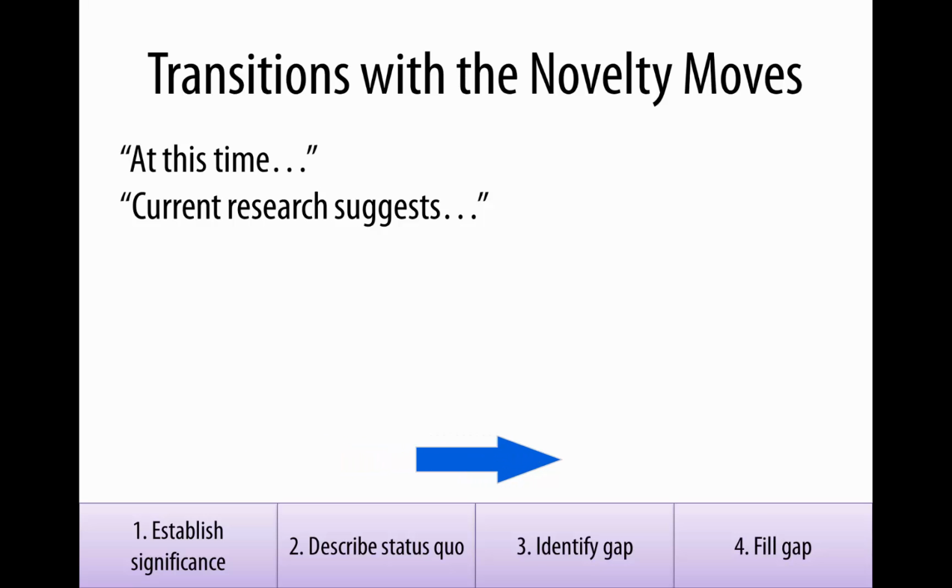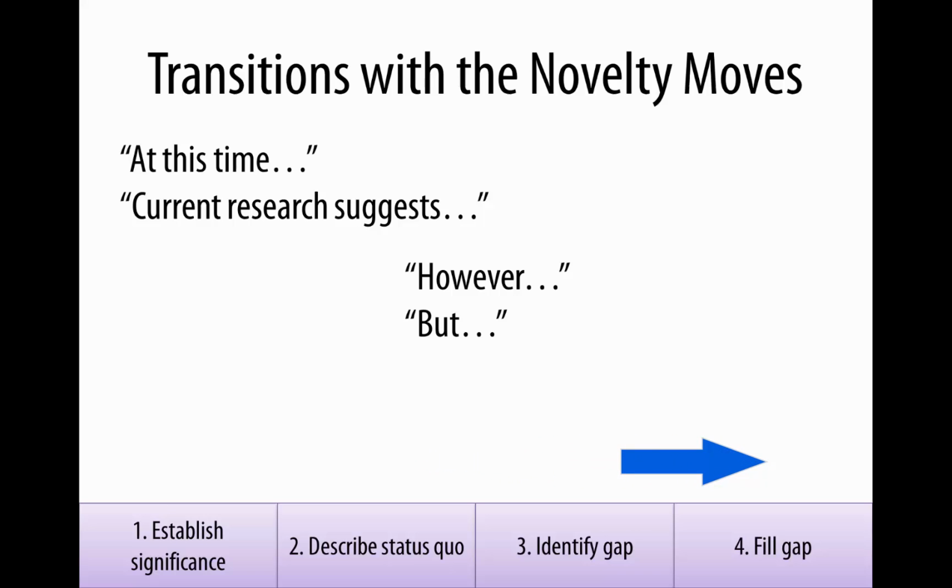When you move from the status quo to the gap, you may use words like however or but to show that the status quo does not cover everything. And when you move from identifying the gap to filling it, you may use phrases that indicate what you're currently doing, such as my approach is or our solution is. Using transitions will help your audience keep track of what you've already covered and what's coming next in your talk.